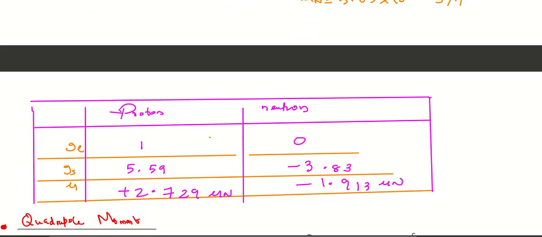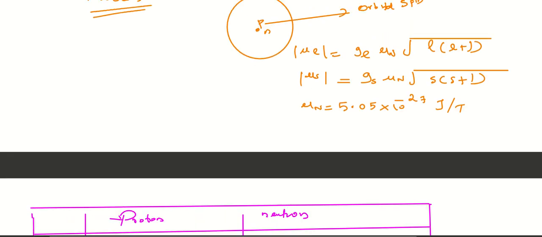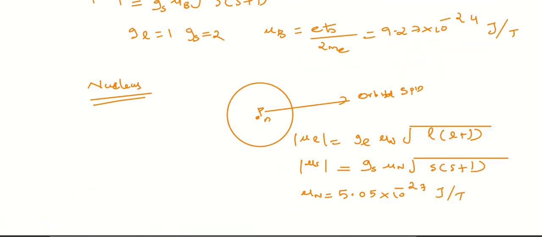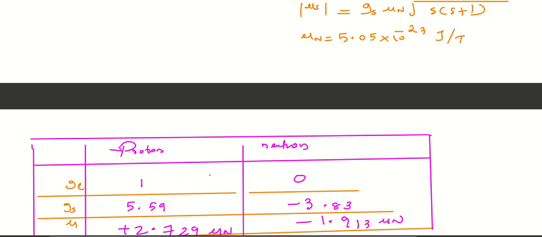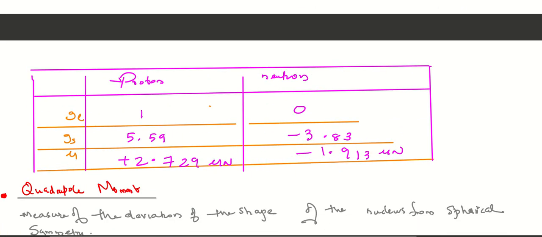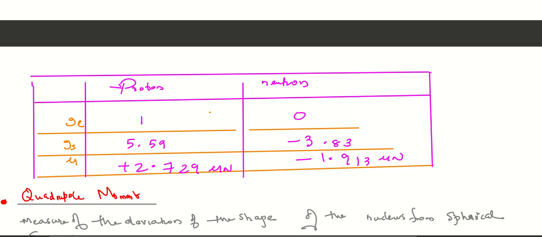GL for proton is 1, for neutron 0. GS is 5.59 for proton, and minus 3.83 for neutron. For proton, mu is equal to 2.729 mu n. For neutron, mu is equal to minus 1.913 mu n.